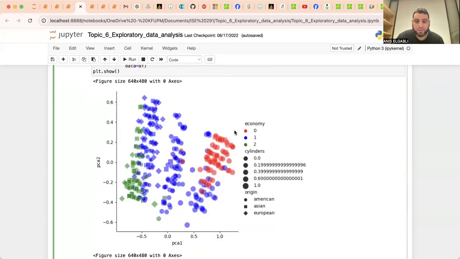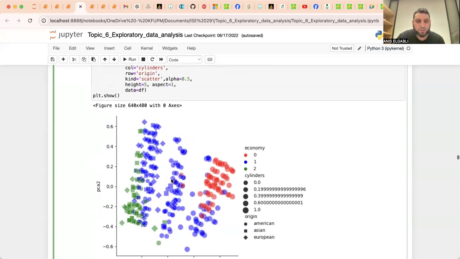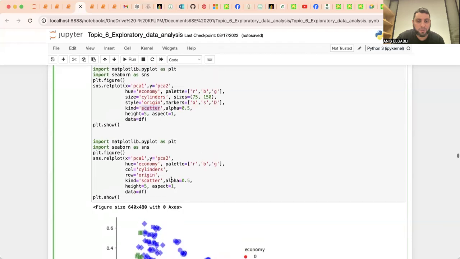Here, more things, okay? So you can look at those and make similar conclusions. We don't want to waste more time on this, okay? So here, same thing. There's only one difference. We are introducing row here.